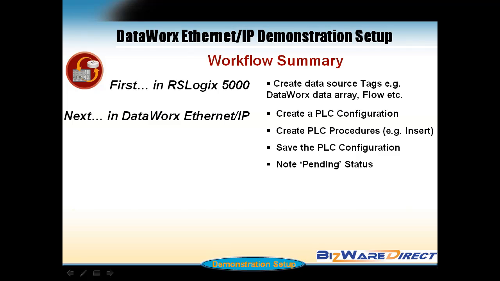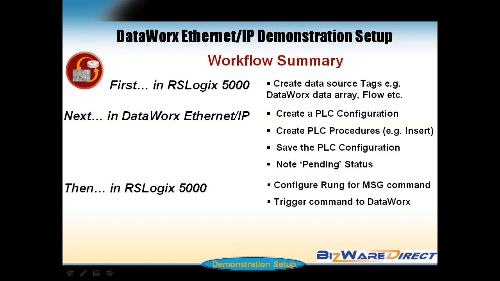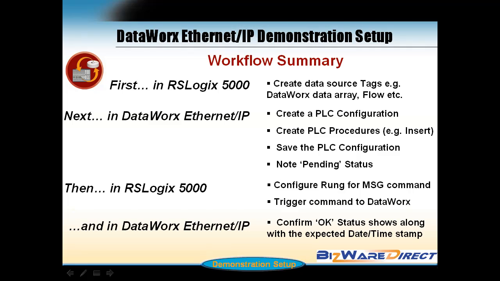Next, in DataWorx Ethernet IP, we will create a PLC configuration, which includes PLC procedures, such as database interaction commands. We will save the PLC configuration and review the status. Then, in RSLogix 5000, we will configure the rung for the message command and trigger the command to DataWorx. Finally, in DataWorx Ethernet IP, we will confirm that the status OK shows up along with the expected date timestamp.